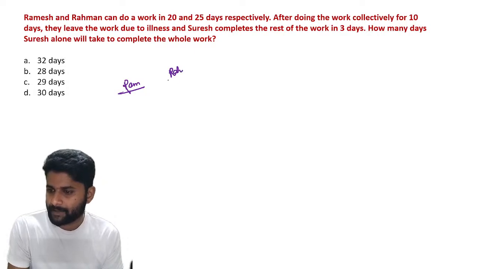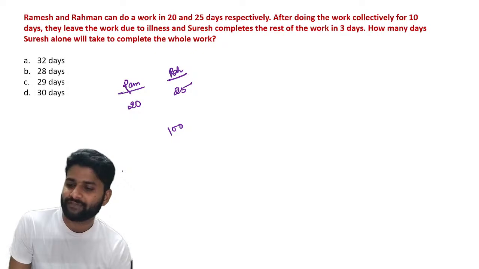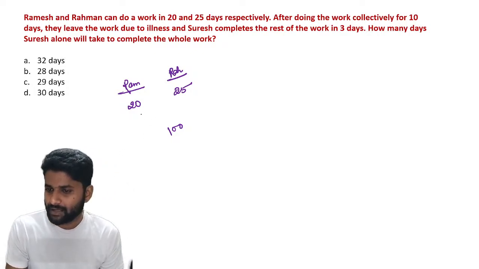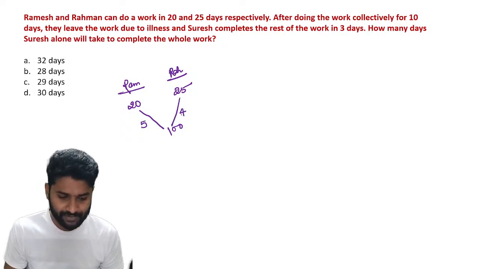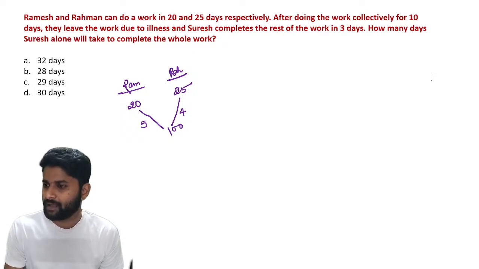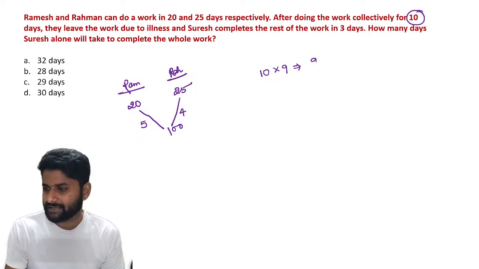Ramesh takes 20 days. Rahman takes 25 days. The total work, the LCM of 20 and 25, is 100 units. Ramesh's efficiency is 5 units per day. Rahman's efficiency is 4 units per day. So that's all about their efficiency. And they clearly mentioned that they worked for 10 days. If they work for 10 days, every day they complete 9 units. In 10 days, they will complete 90 units of work.